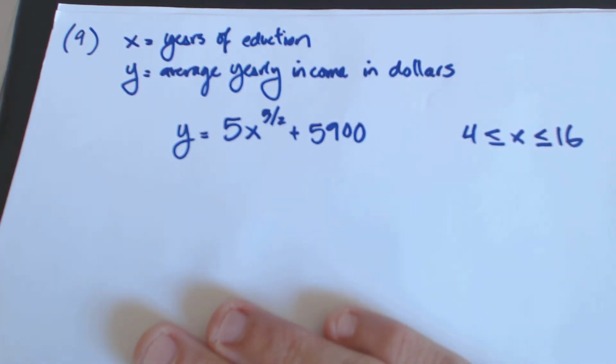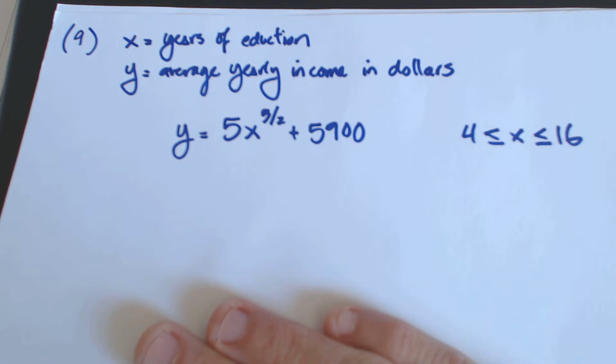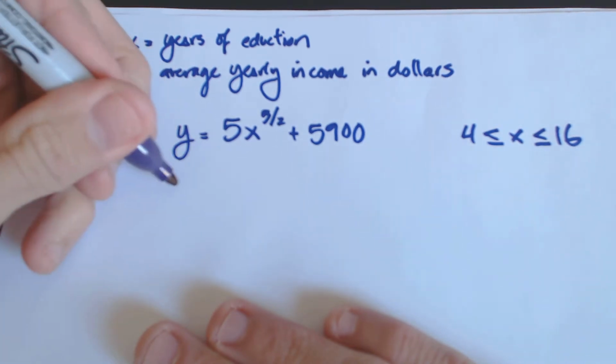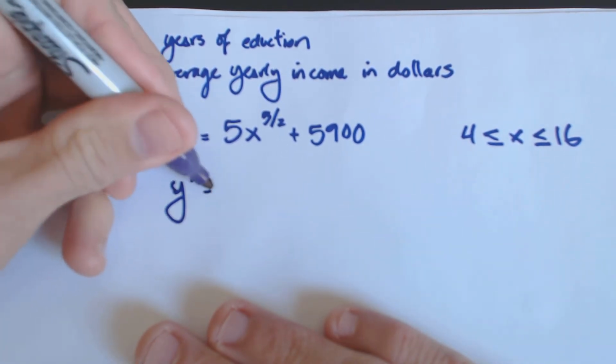So this is what we have to do. We have to find the rate of change of income with respect to number of years of education, and then we evaluate the expression when x equals 9. So what this section of the chapter basically did is establish the fact that a derivative can be looked at as a rate of change. And so you just need to take the derivative of this function with respect to x.